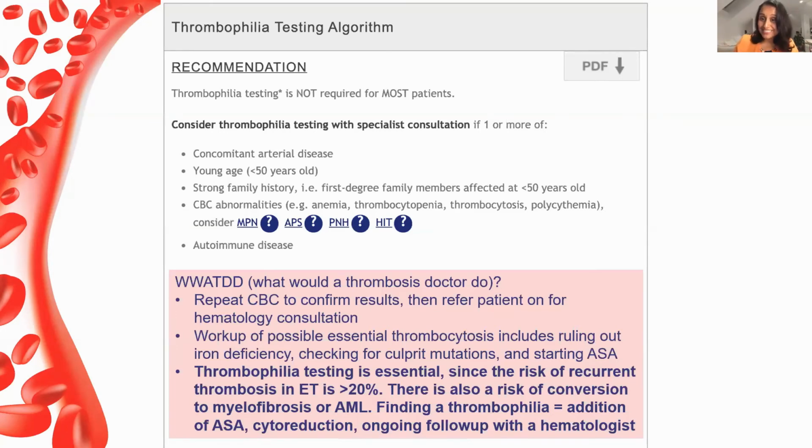So in this woman's case, I added aspirin, I started cytoreduction with hydroxyurea, and I ensured that she had follow-up with my other hat on as a hematologist.